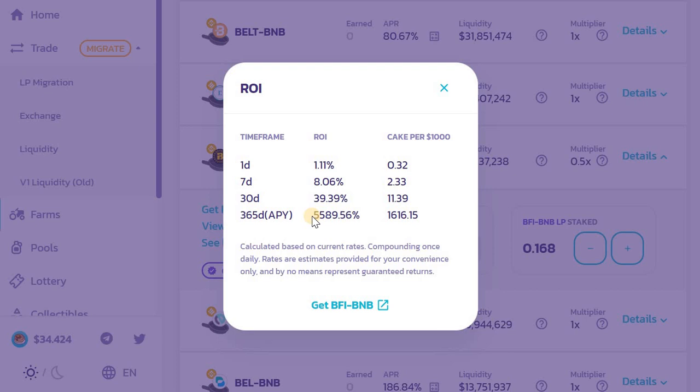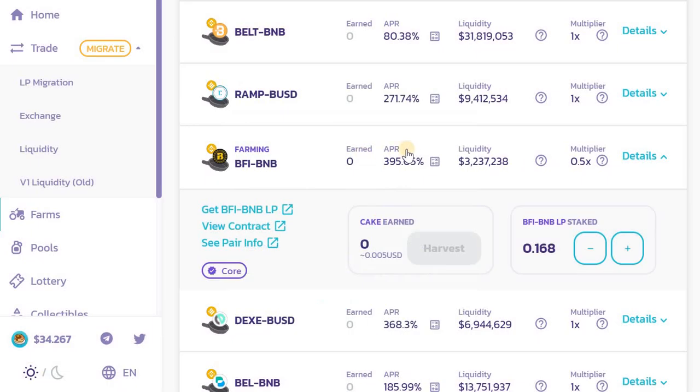For 365 days, that is a year, the ROI is a lot, and you would get a lot of cake tokens when you stake for a longer period of time. As you can see, you will get 1,616 when you stake for a year. One more thing I need to tell you: when the amount of people staking in this pool increases, the APR reduces. So to be a profitable farmer, you can also be jumping from one pool to another as long as you are profiting more. When the APR drops, you can unstake your LP tokens and go over to another pool to farm.